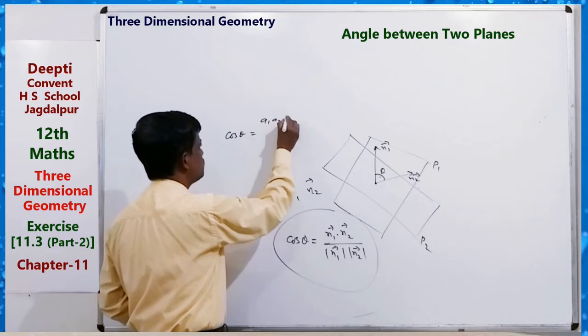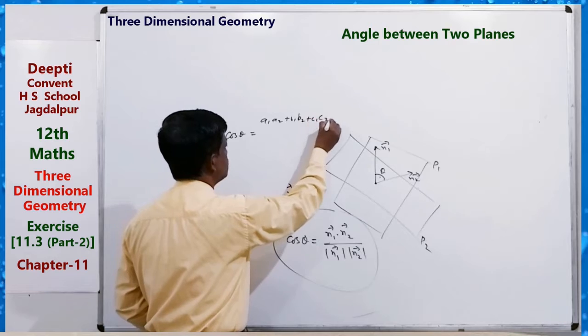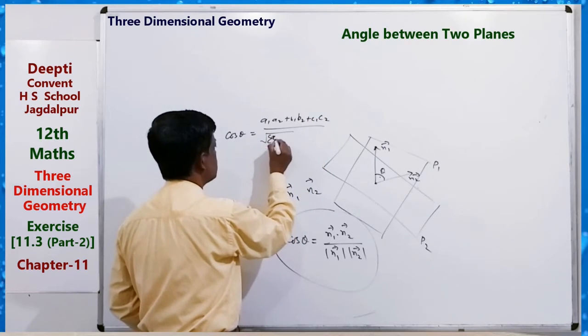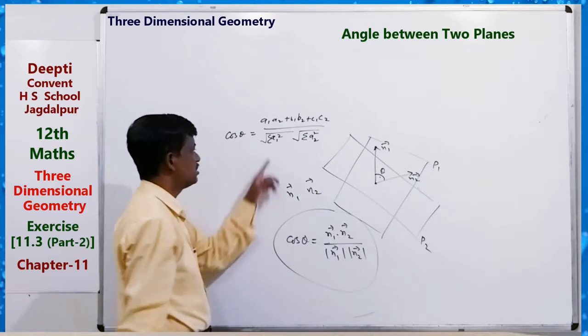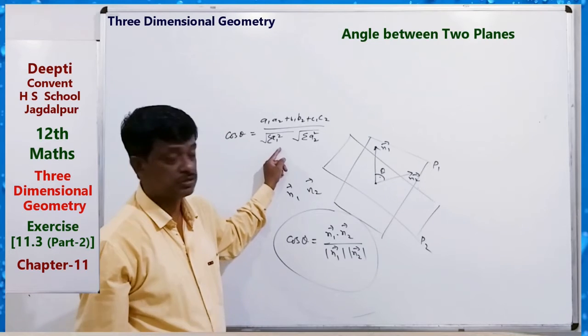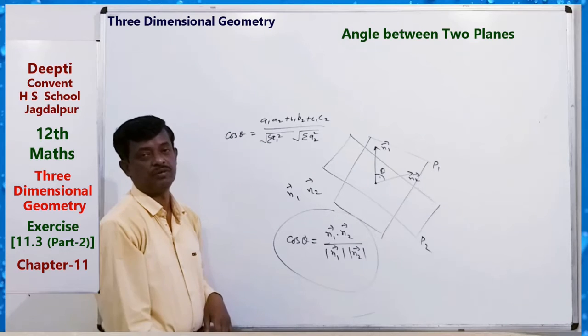So cos theta equals a1 a2 plus b1 b2 plus c1 c2 upon square root of summation a1 square times square root of summation a2 square. Summation a1 square means a1 square plus b1 square plus c1 square, and a2 square plus b2 square plus c2 square. So this will be the formula.